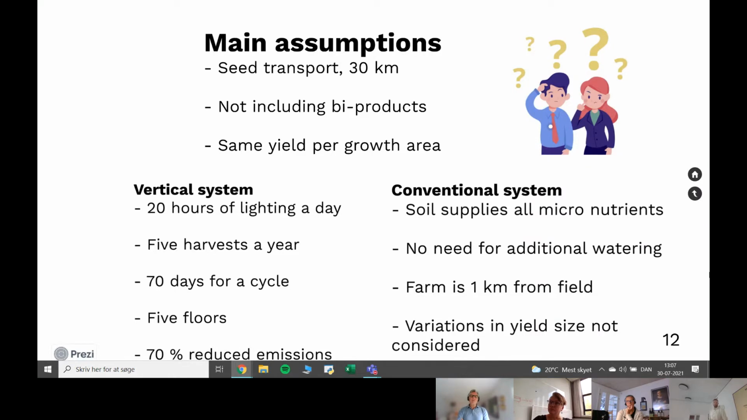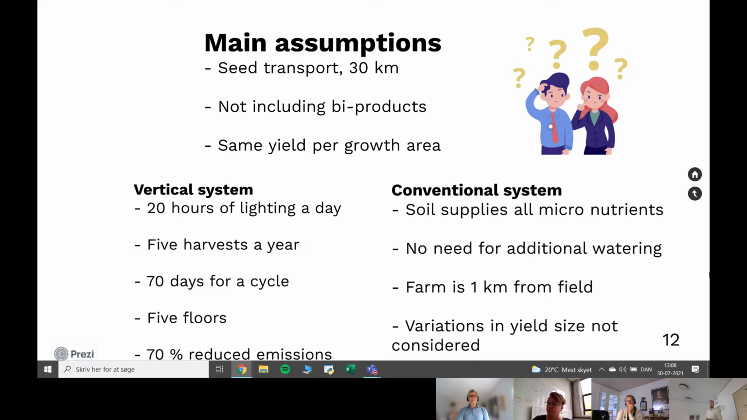It's the same. Specific for the vertical farm, we have 20 hours of lighting a day. Actually, it's known that wheat can grow 24 hours a day, but past the 20 hours mark, the growth is diminished. So I took the values for 20 hours a day. We have 5 harvests a year, meaning that we have 70 days per cycle, so you can harvest.